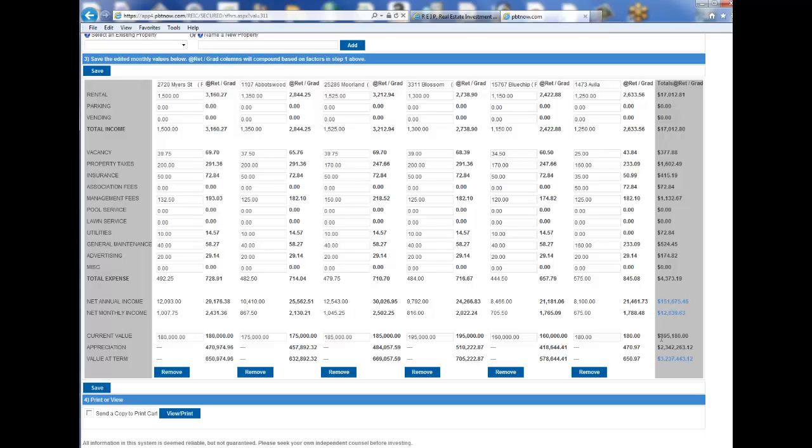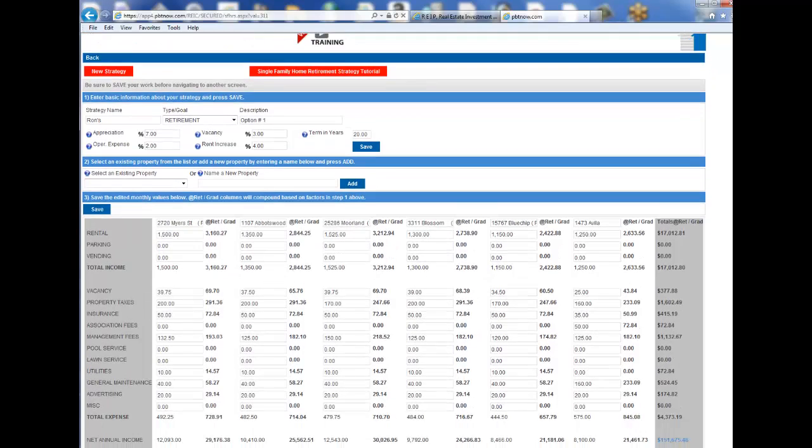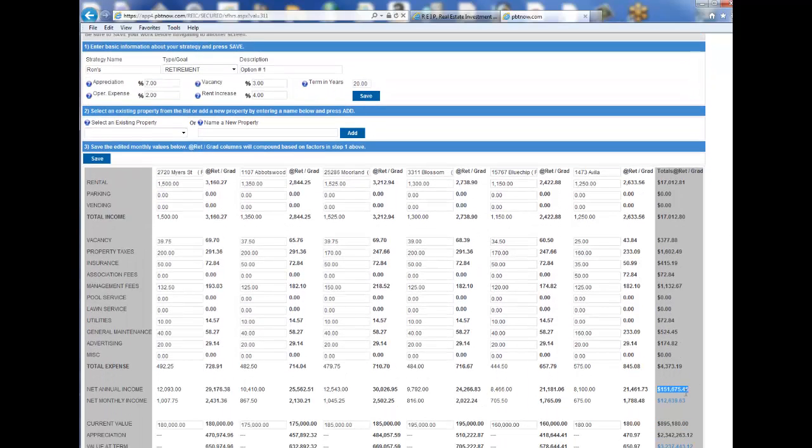The properties, we bought all six of these properties. You can see we bought one for $180,000, $175,000, so on and so forth, $895,000, but they appreciated $2.3 million based on a 7% appreciation rate over the 20 years. That gives you a net $3.2 million plus in six properties that are free and clear, and you have $151,000 a year coming in in cash flow. This completes the single family home retirement strategy.